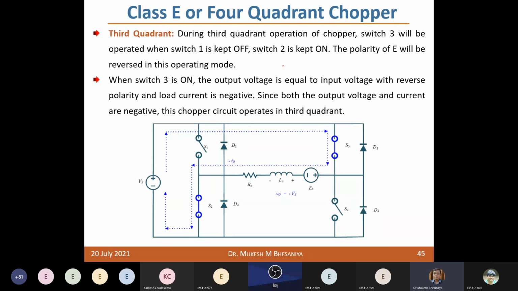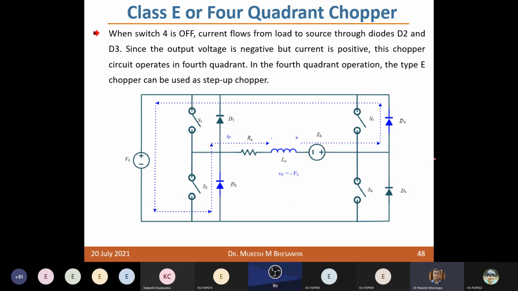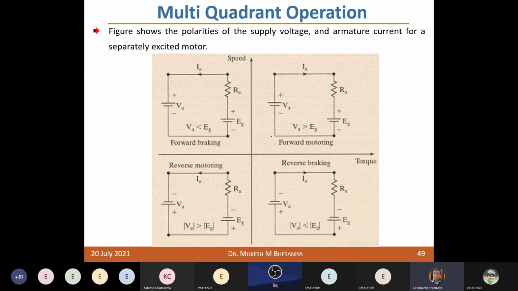Then we have a third quadrant operation. Similarly, in the third quadrant, both the voltage and current are negative. So your motor or the vehicle is operating in a reverse direction. So the power is supplied again to the machine. And in the last, the fourth quadrant, it is reverse generating. While moving the motor in a reverse direction, you can use this regenerative braking action. And in this way you can operate this machine in all the four quadrants.